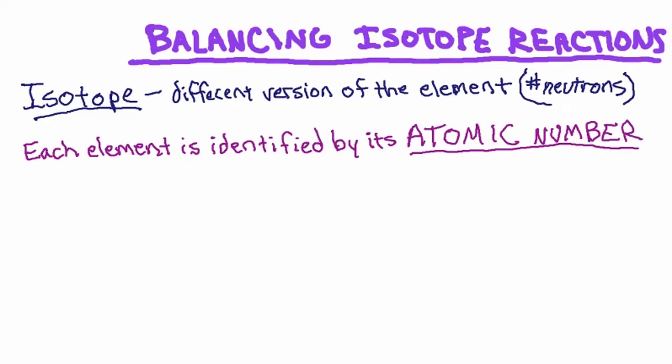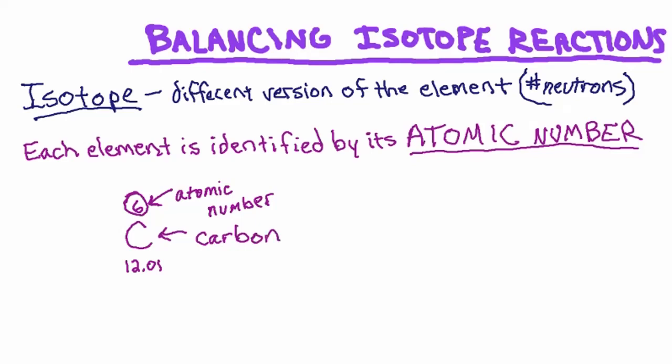Now, each element is identified by its atomic number. That means if we have a C for carbon, and above it on the periodic table it's got the little number 6 there, and down here on the bottom it has usually a 12 or 12.01, something like this. This is going to be its atomic number, and every atomic number for every element is different. So if it has the atomic number of 6, then it's carbon. It's going to be C, carbon. It doesn't matter about anything else.